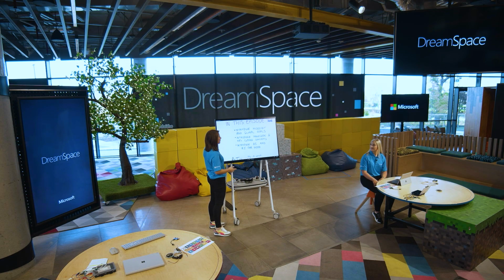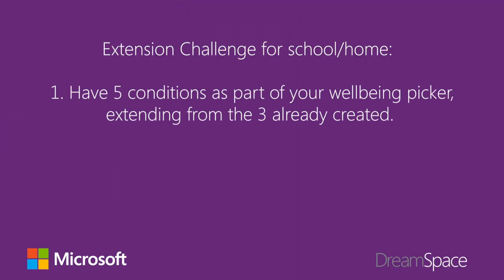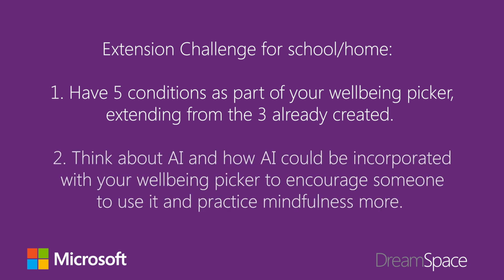All right, so that was a lot to cover, I think, wasn't it, Niamh? Yeah. Now we want you to practice what we've covered. So we want to assign you an extension challenge. And for your extension challenge, we want you to come up with 5 unique conditions for your well-being picker. And if you really want to challenge yourself, I think we would like you to think about AI and how AI could be incorporated into your well-being picker to encourage someone to use this mindfulness tool a little bit more.